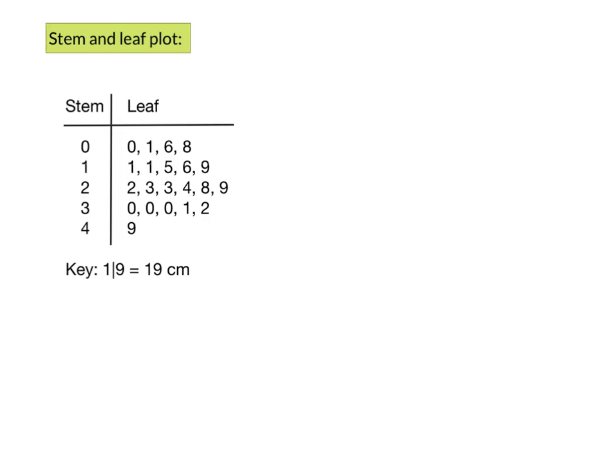Let's look at how to work out the mean, the median, and the mode using the stem and leaf plot. Let's start by calculating the mean. Now we know that the mean is the sum of the values, that means all the values added together, divided by the number of the values.